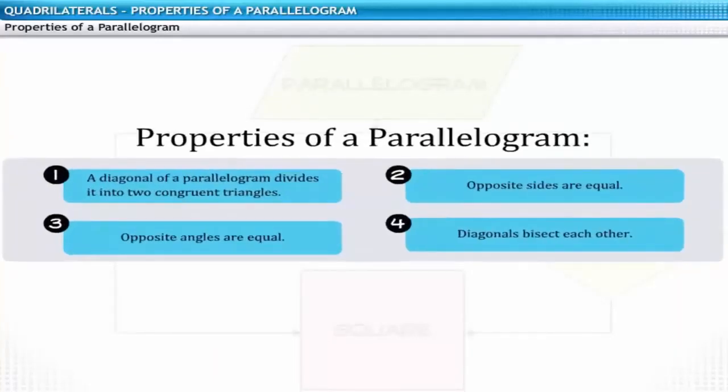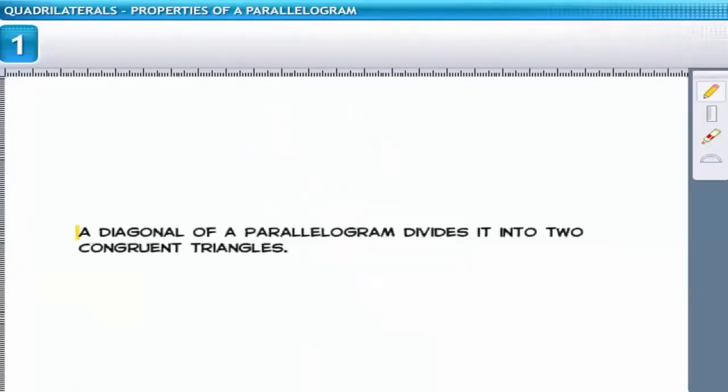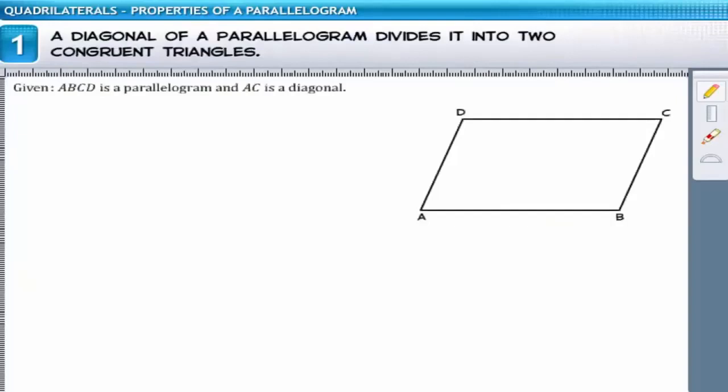Let us now try to prove some of the properties of a parallelogram. The first theorem we are going to prove is: a diagonal of a parallelogram divides it into two congruent triangles. Consider a parallelogram ABCD and let AC be its diagonal. In order to prove that the diagonal AC divides the parallelogram into two congruent triangles, we will prove that triangle ABC is congruent to triangle CDA.